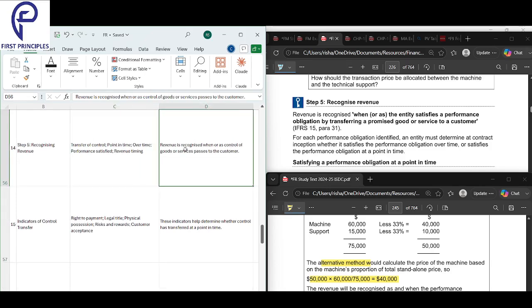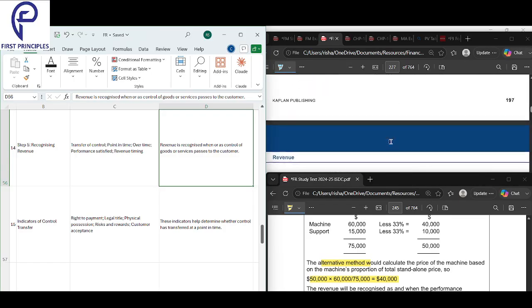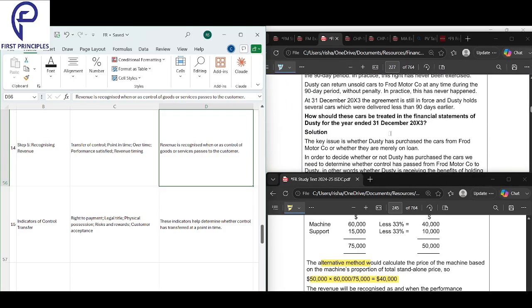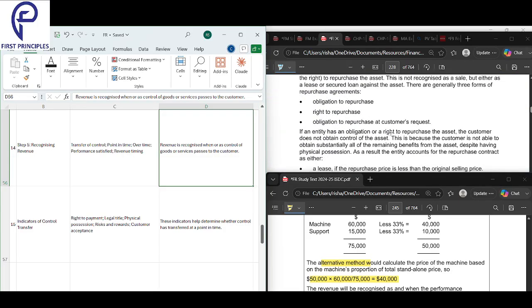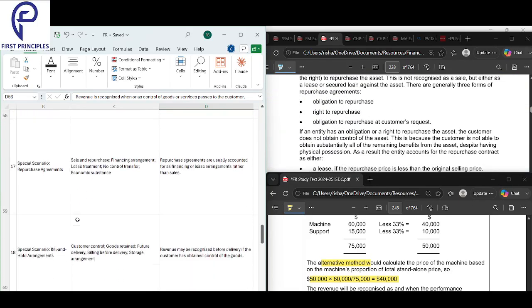Now, finally, the next step: step five, revenue is recognized. When do you recognize the revenue? Let's look into an illustration and we would understand this. This will take a while. You might not be able to complete it.